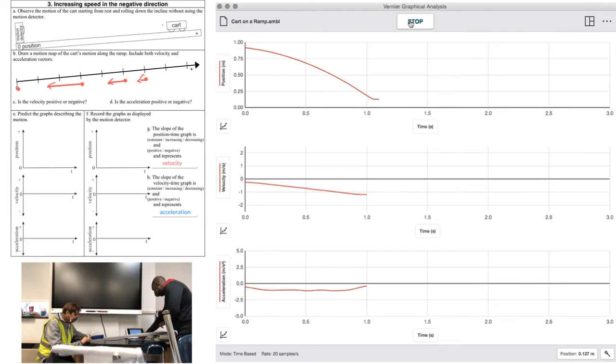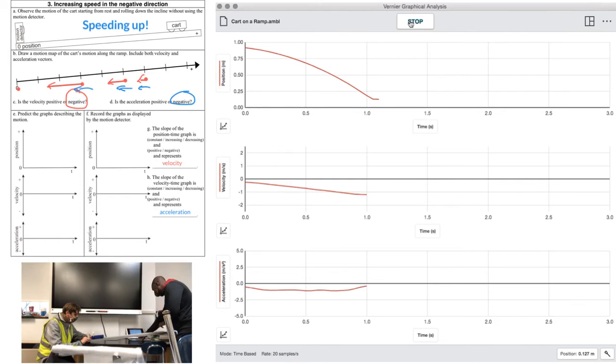Is the velocity positive or negative? It is going in the negative direction, so the velocity is negative. Is the acceleration positive or negative? Same thing, since the direction down the ramp is heading towards the motion sensor, or towards the starting position, then the acceleration is negative. And as you can see when you draw your acceleration vectors, if the velocity and the acceleration are both negative, then the object is speeding up.